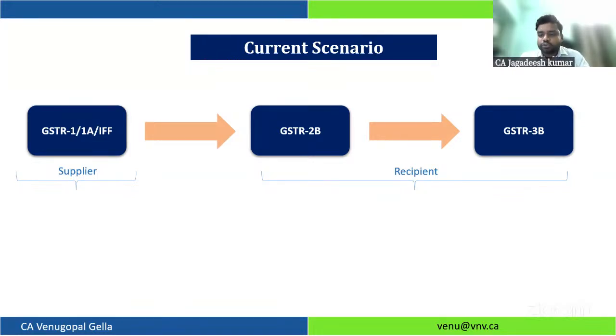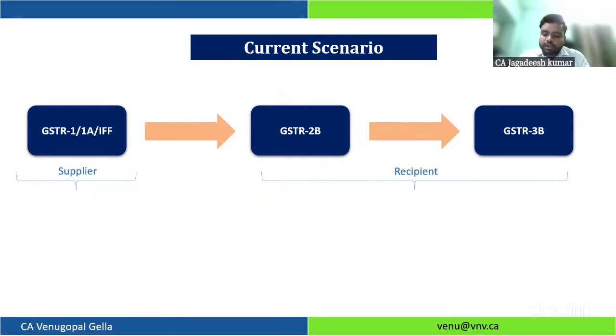In GSTR-2B, you have no option to take any action. All these are static reports. You cannot take any action on the inward supply. You can only view the invoices reported by your supplier. So this is how the current system is working.